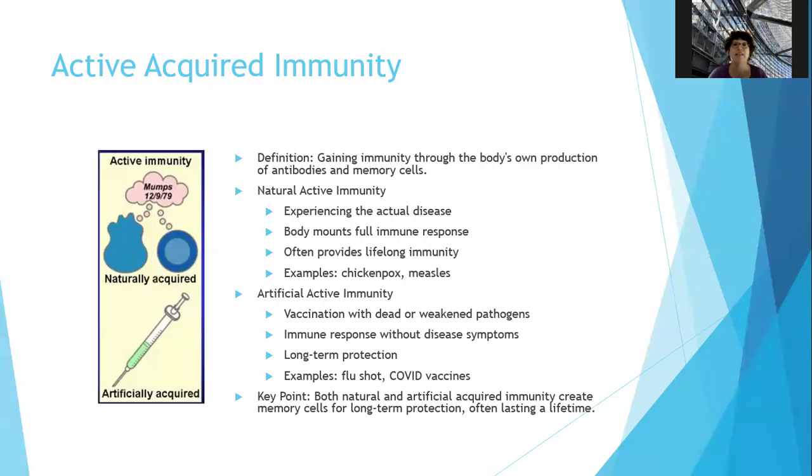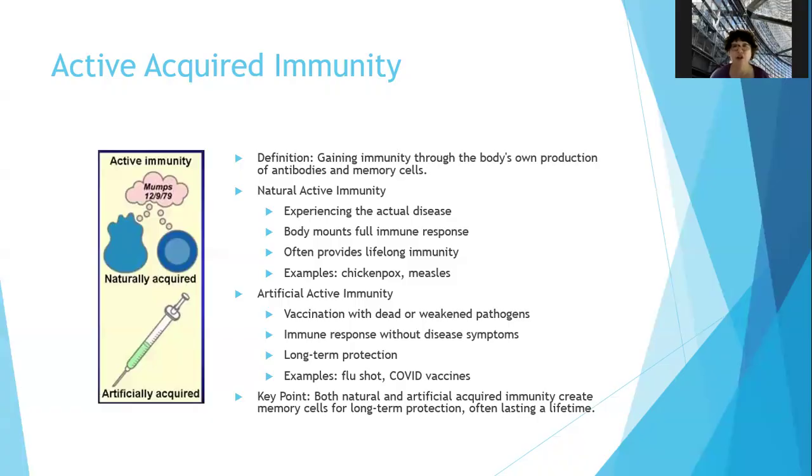So with artificial active immunity, you are vaccinated with either dead or weakened pathogens. So you get an immune response with minimal disease symptoms or no disease symptoms. And that gives you lifelong protection as long as the virus doesn't mutate. If it mutates, then you need a booster later on. So the flu shot and COVID vaccines, they're an example of artificial active immunity. The reason they don't give you lifelong protection is because the viruses mutate quickly.